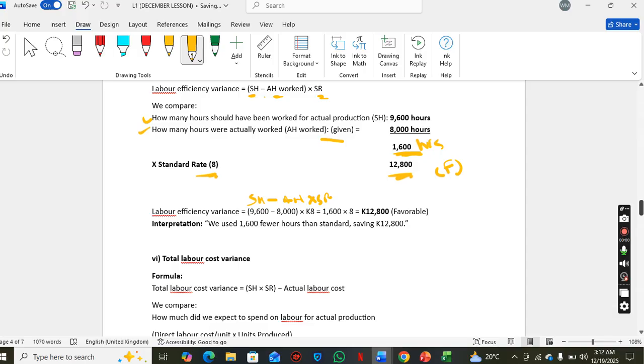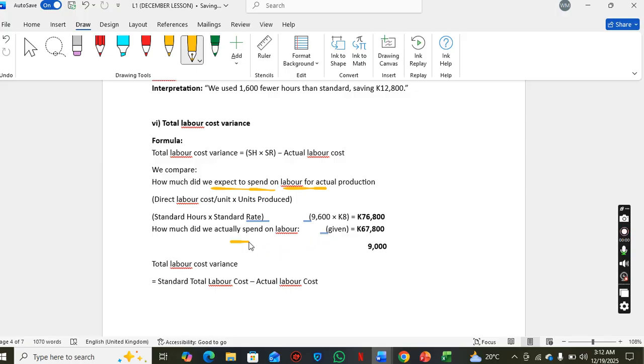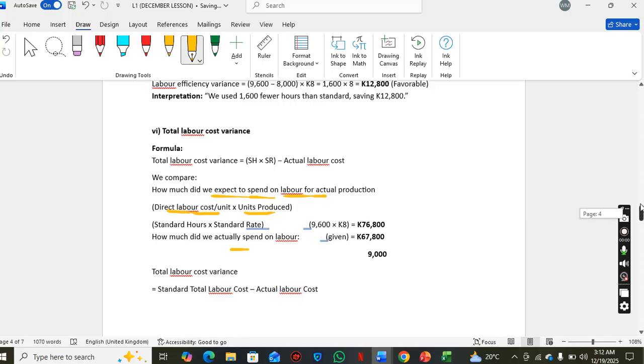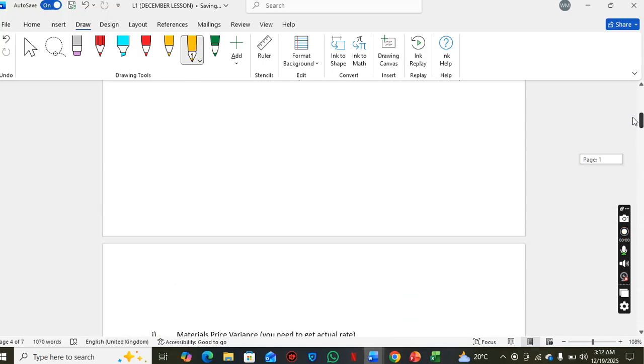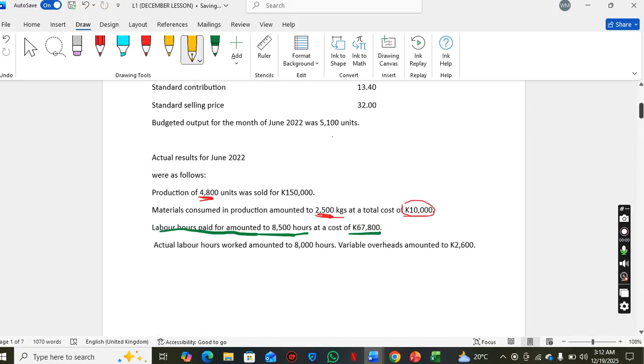And then finally the total labor cost variance. Basically we are comparing how much we expected to spend on labor for actual production versus how much we actually spent in total. We can get what we expected to spend on labor from our direct labor cost per unit multiplied by the number of units produced. Our direct labor cost per unit was 16 kwacha, 16 kwacha per unit, if I recall. Yes, 16 kwacha per unit. We produced 4,800 units. So 16 multiplied by 4,800.